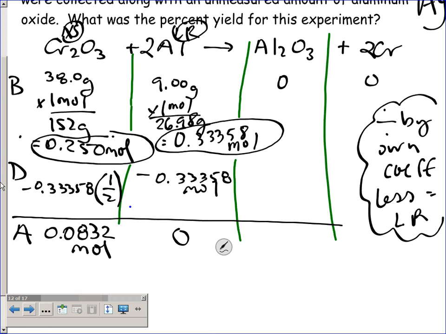Okay, so if I were to fill this chart here, I would put plus, because I'm making products, 0.33358. What would be the ratio I put here?